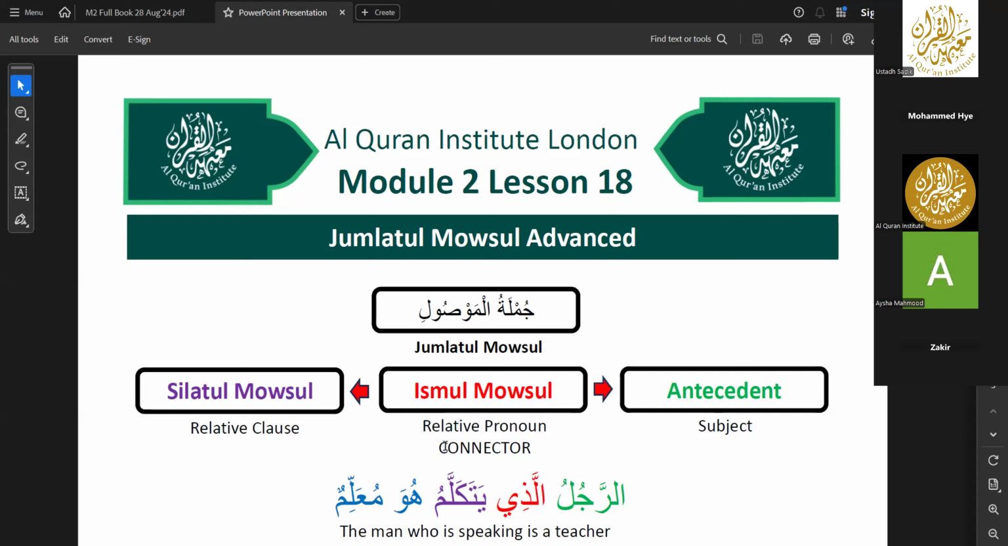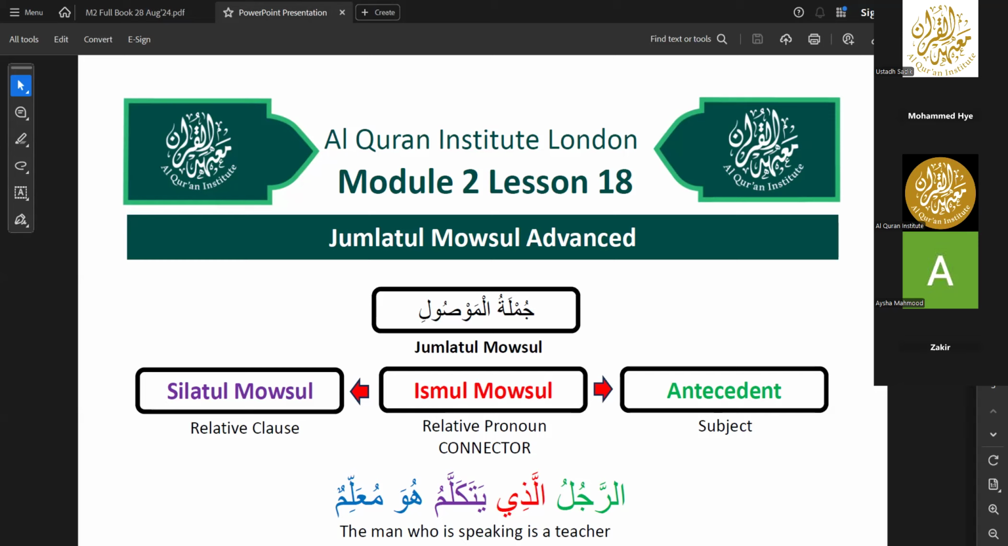And for Silatul Mawsul, again, it means relative clause. This is providing additional information about the subject which the Ismul Mawsul is referring to. Then we have something else connected to the Ism Mawsul, that's the antecedent. The antecedent is the definite noun that comes before the Ism Mawsul, before the relative pronoun. And it's about the subject that is being referred to.